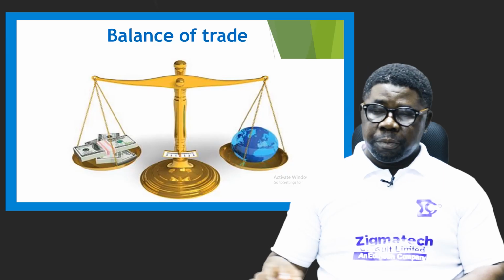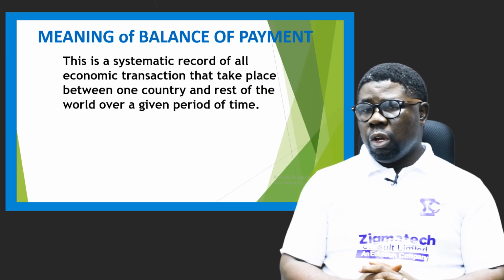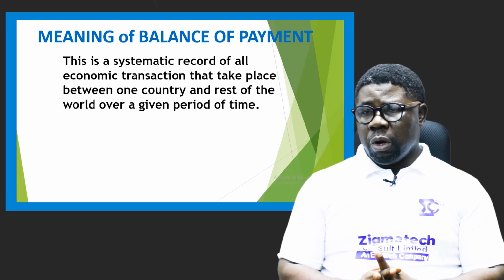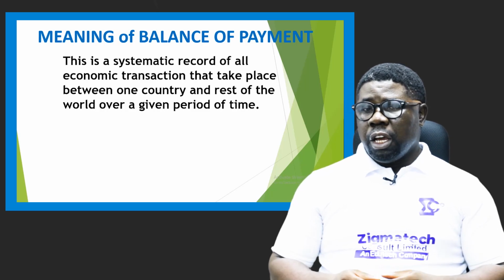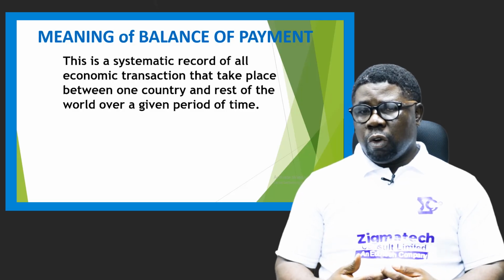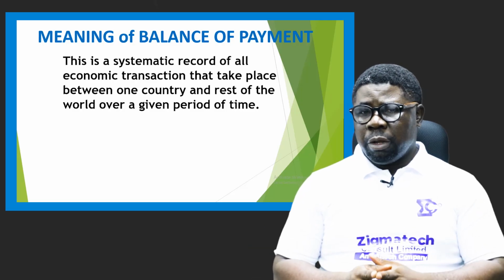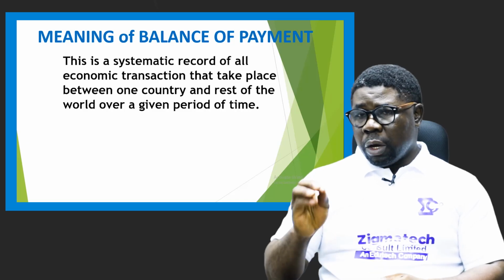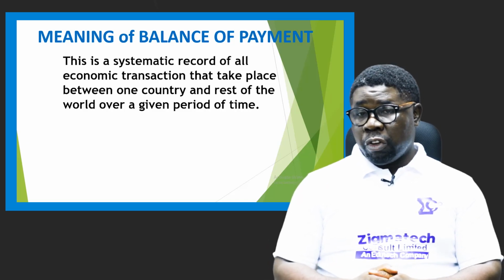Now we look at the other part of our consideration, balance of payment. What is the balance of payment? It's a systematic record of all economic transactions that take place between one country and the rest of the world over a given period. There's another way you can also define this. You can call it what?